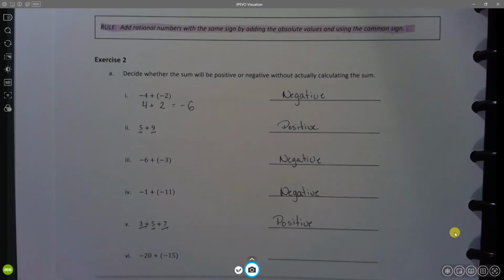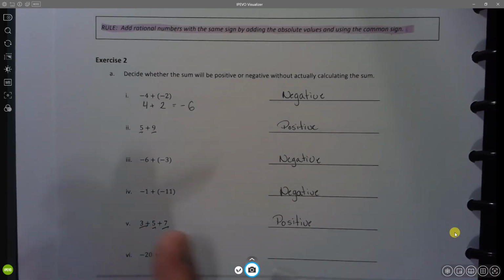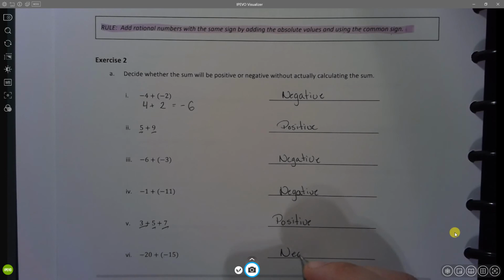Negative signs give you a negative answer. Positive signs give you a positive answer. This rule only applies to addition and subtraction. Multiplication and division operate differently, and I will show you that when we get to those lessons. Negative 20 plus a negative 15. A negative plus a negative gives us a negative.